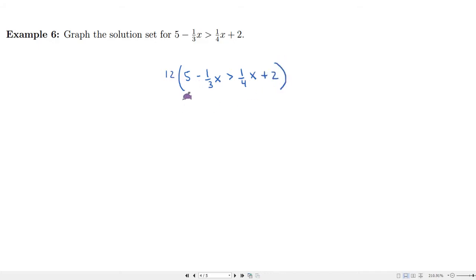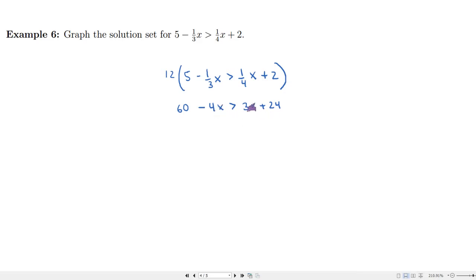what happens? Okay, so we get 60 minus, so 12 times a third, that's 12 divided by 3, so that's 4x is greater than, and 12 times a fourth, that's 12 divided by 4, which is 3x, and 12 times 2 is 24. Right? So again, you don't have to do this multiplication here, but if you do, it'll get rid of the fractions immediately. If you choose to do it later, it's fine. You'll still get the same answer in the end. It's personal preference.